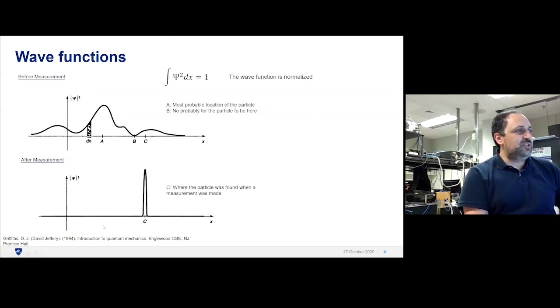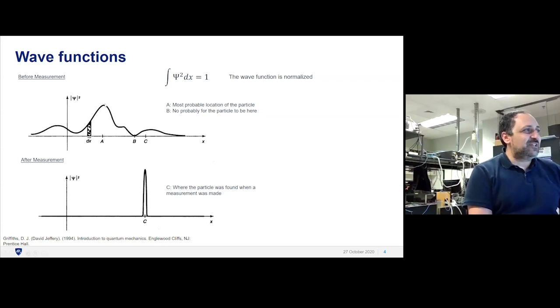So these are some diagrams I took out of the classic Introduction to Quantum Mechanics textbook for undergrads by Griffiths. Here you have an example wave function. Now the wave function is normalized. That means if you integrate, if you add up all of these pieces of it, the square of it, that equals 1. Because you've got to find the particle somewhere.